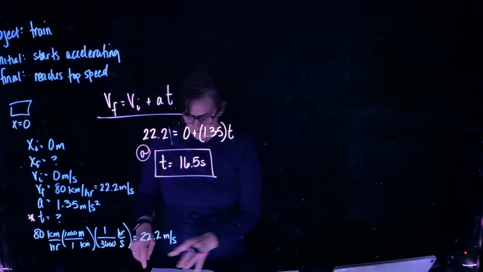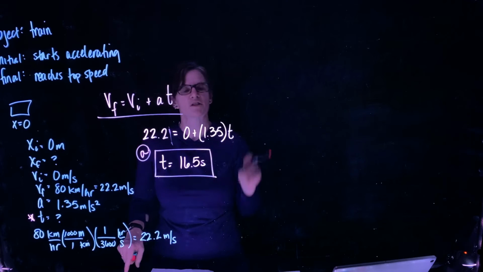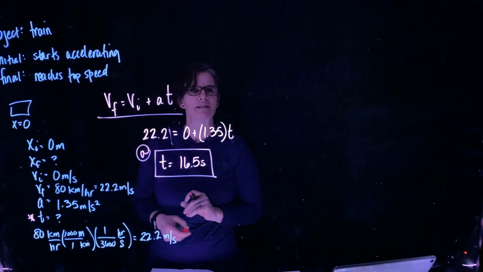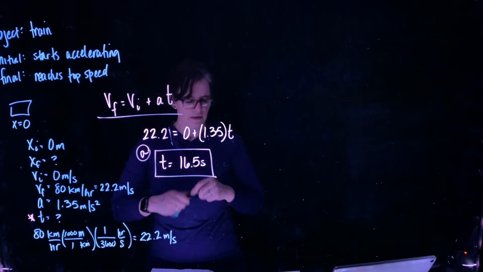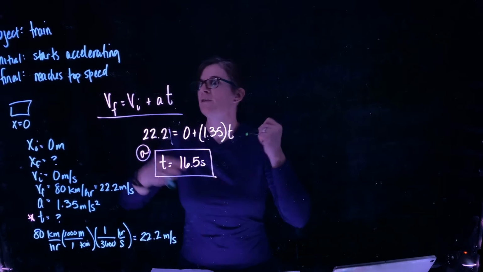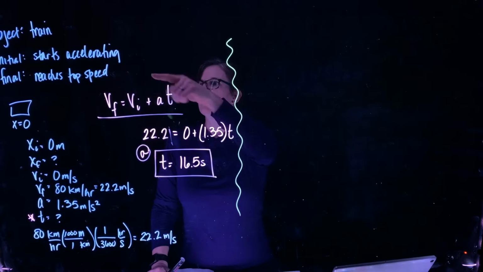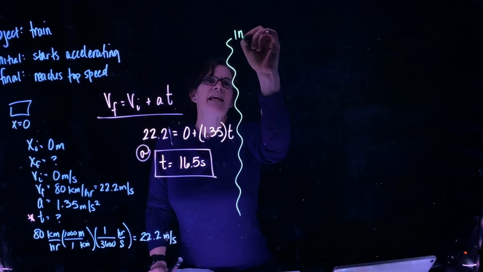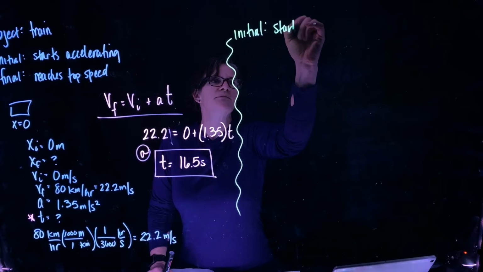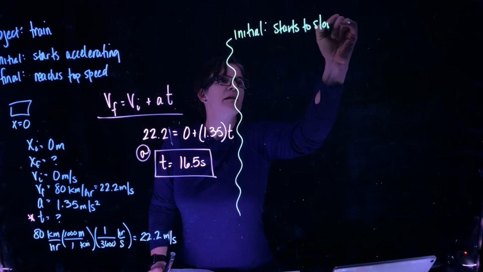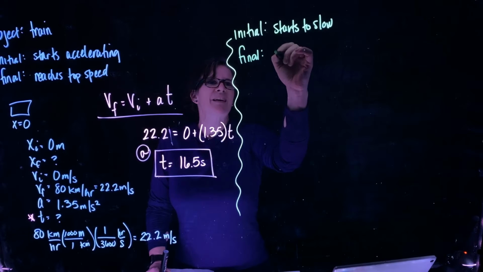Perfect. Now, part B tells us that that same train decelerates, slows down at a rate of 1.65 meters per second squared. So how long does it take to come to a stop? Well, this is a different problem with 2 different initial and final conditions. I'm going to leave this up here. Same object, but in this case, the initial is when it starts to slow down. And the final is when it comes to a stop.